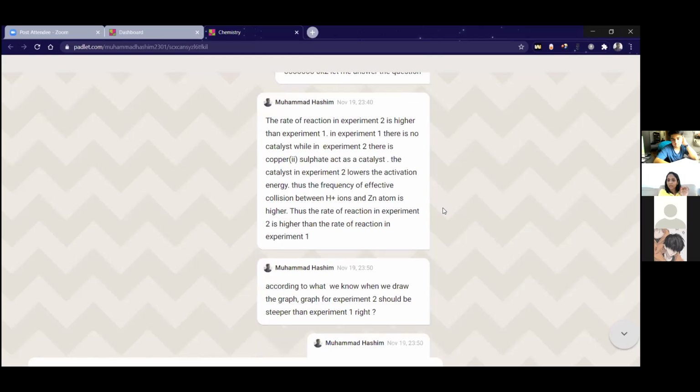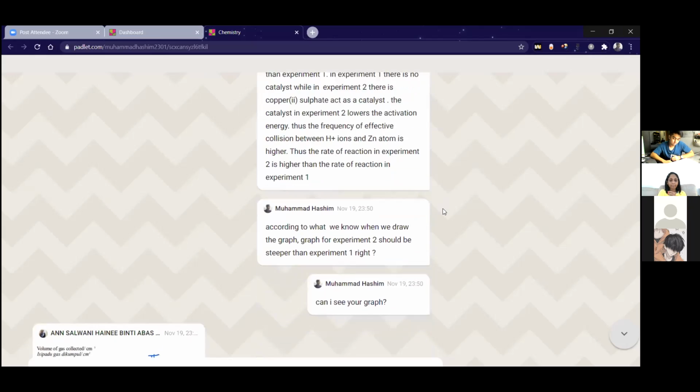Can you notice? There is no frequency of collision here. Am I right? They go straight away to frequency of effective collision, because what the teacher just mentioned is the frequency of collision. You understand, class? So you must have the flow. Okay, later teacher will write down the answer again. Okay, go on again, Hashim.